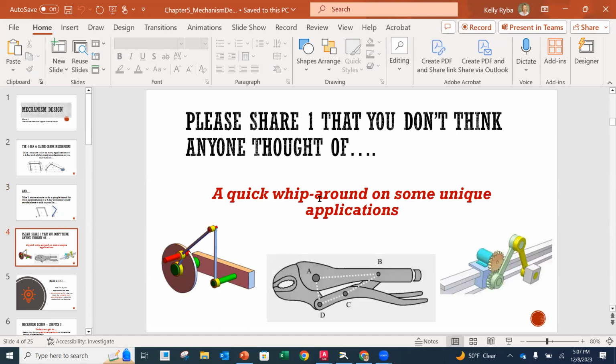So now, let's take a quick whip around. If you want to share one mechanism that you either found or thought of that you don't think anybody else thought of, that you think is unique, we'll start online for those who are there. You can put it in the chat, or you can verbally say it. Okay, BJ said a windshield wiper linkage. Did anybody else think of that one? Maybe not. Good one. All right.